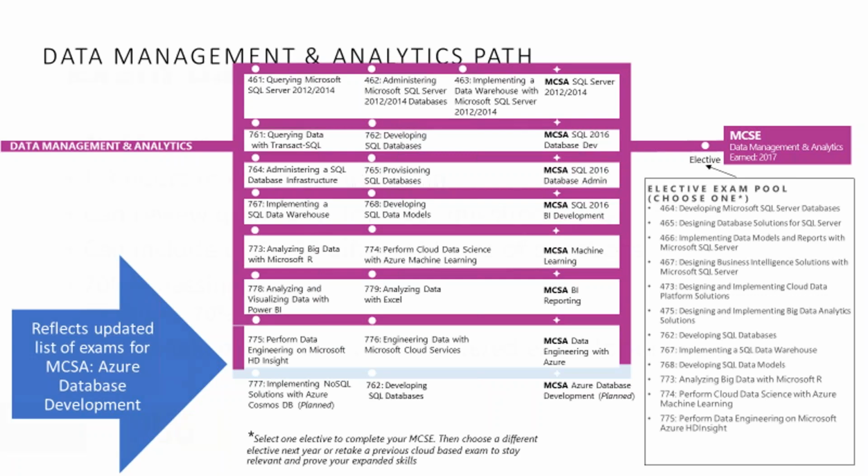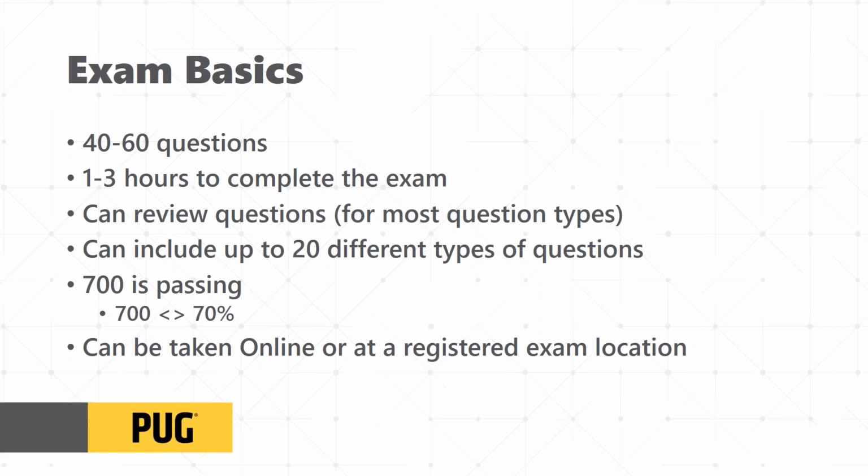The exam basics: 40 to 60 questions, 1 to 3 hours to complete the exam. You can review and come back to some questions, not all, but the majority you can answer and then flag for review and come back. There are 20 different types of questions. This can be a scenario question, a business case question, just a multiple choice question, etc. The scoring is relative, so it's a relative 70%. And it can be taken online or at a registered exam location.